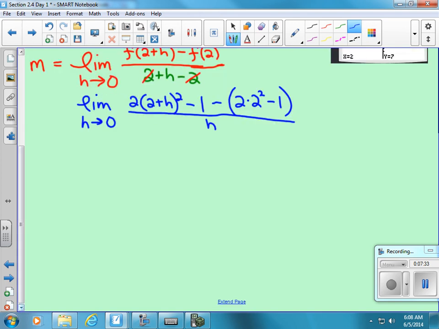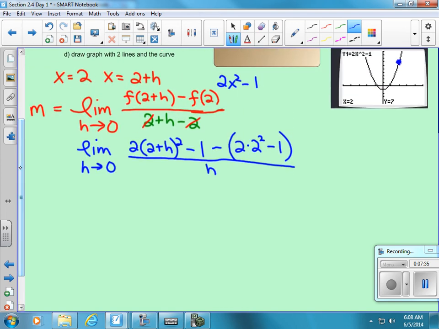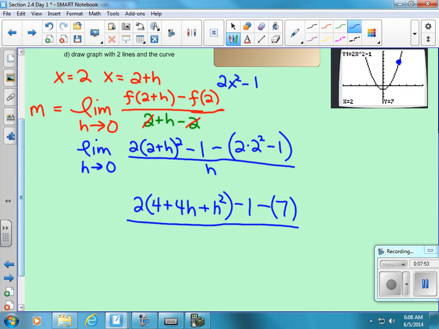Now there are several steps to this. It looks a little algebraically fun, but it's really not that big of a deal. You have to FOIL (2 plus h) times (2 plus h). This is 8 minus 1, which is 7. Okay, divided by h.